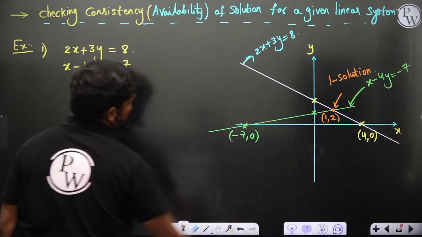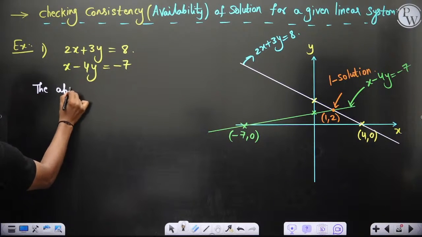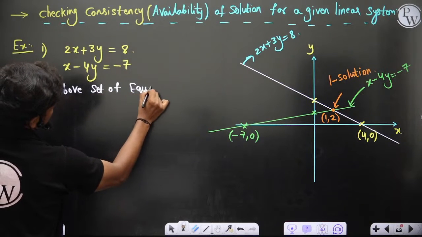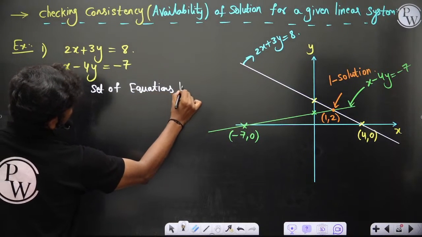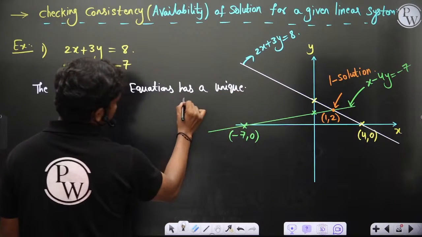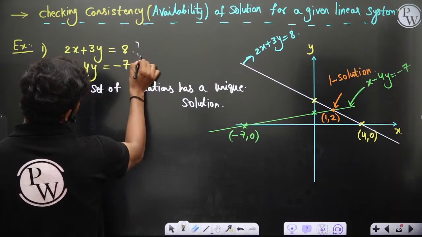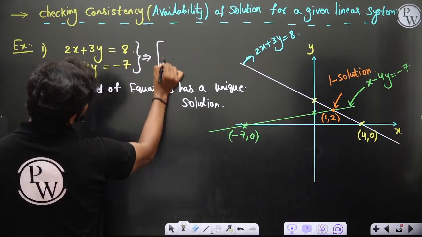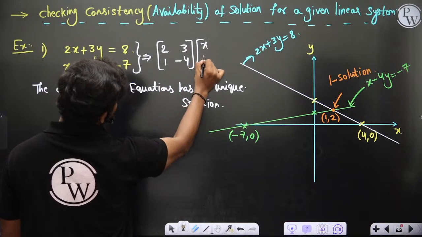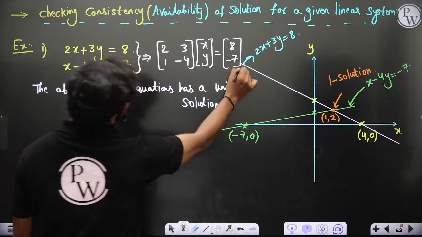Now let's see this, the above set of equations has a unique solution. It has a solution, but it's only unique, it has only one solution. Okay, and more importantly, if you write this in matrix form, you would have got 2 3, 1 minus 4, times x y, is equal to 8 minus 7. Okay, so this is the system.